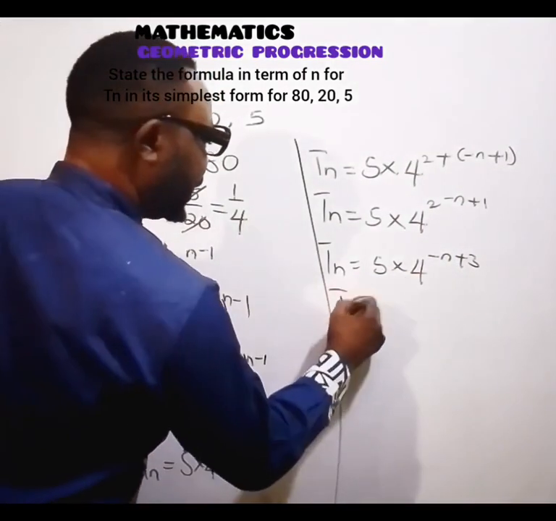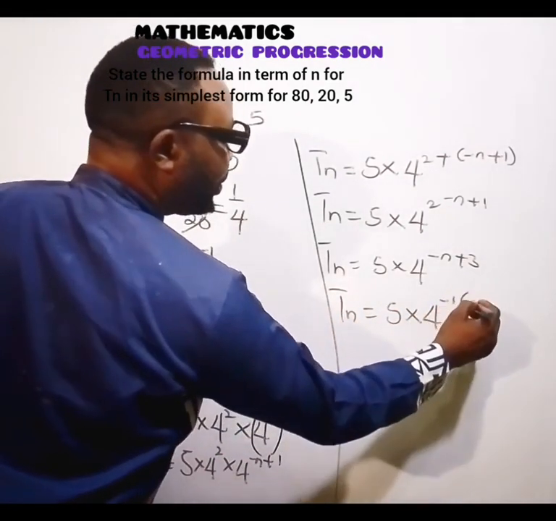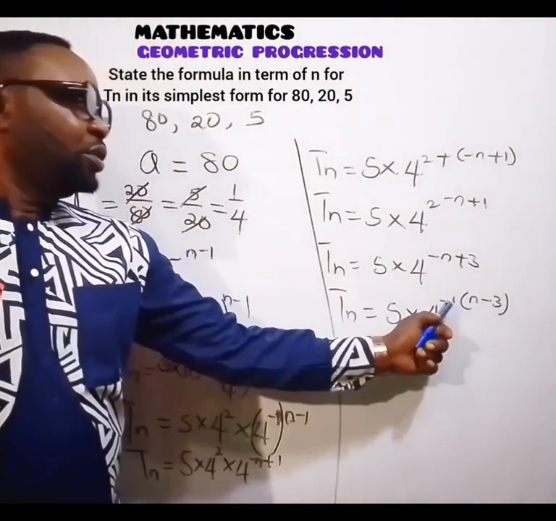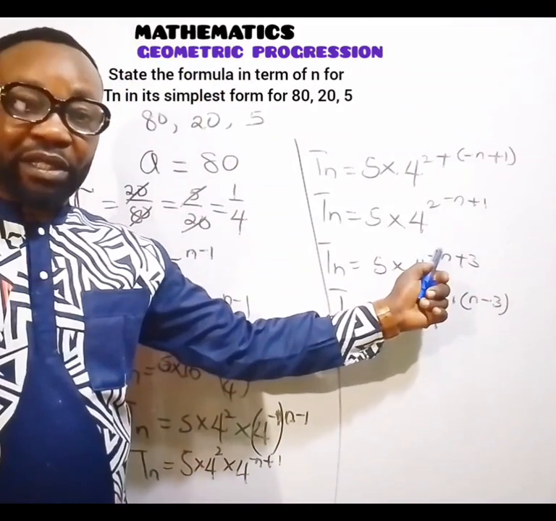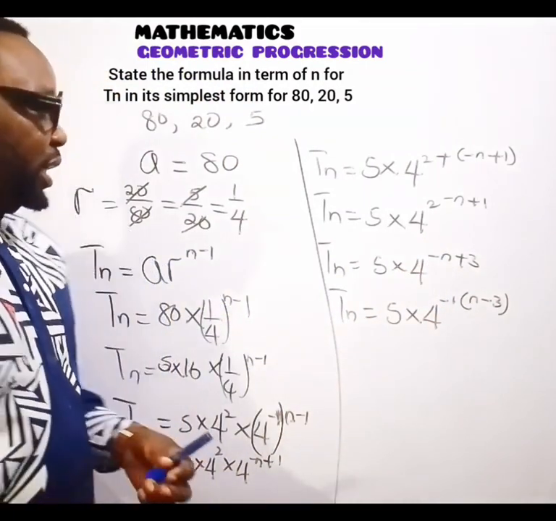So we have the n term equal to 5 multiplied by 4 raised to the power of minus 1 into bracket n minus 3. If you open up this bracket here, you will discover that we arrive back at the value we had initially. So it means what we are doing is still in order.